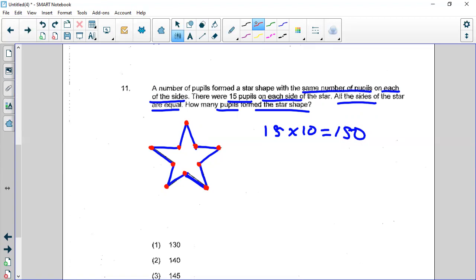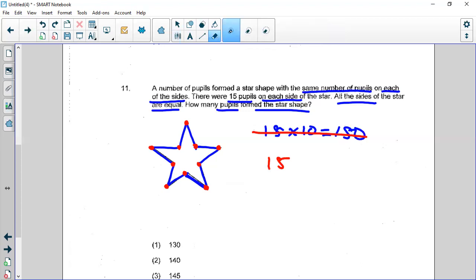Okay, so you have all these students who are found on two sides. So what must you do? You will have to remove them before you can multiply. Okay, so we don't want to double count. All right, there are 15, right? 15 students on a line. Okay, so look carefully.